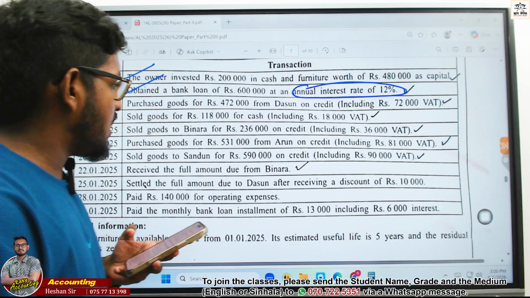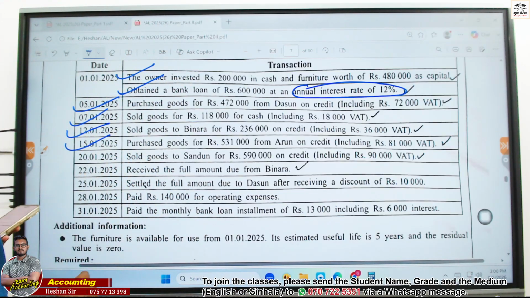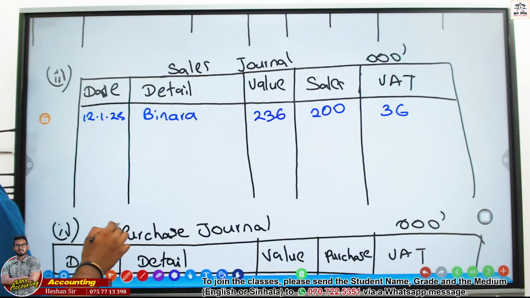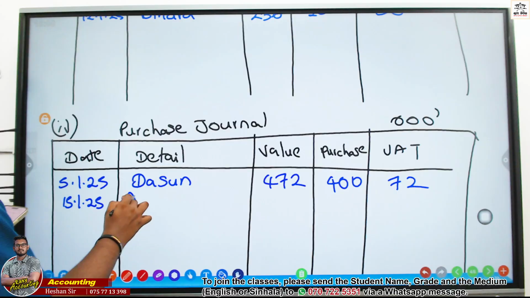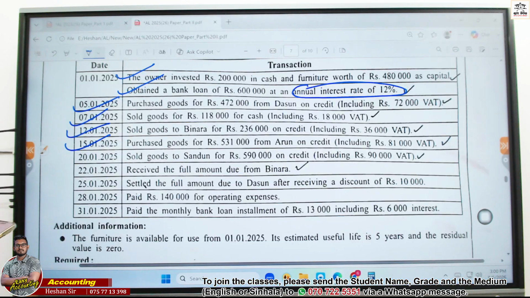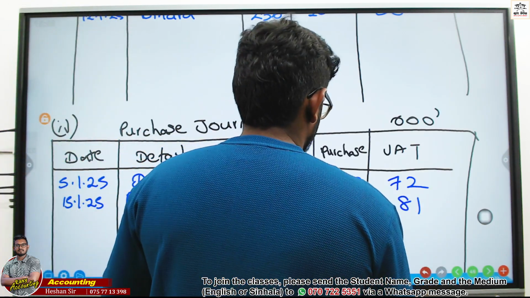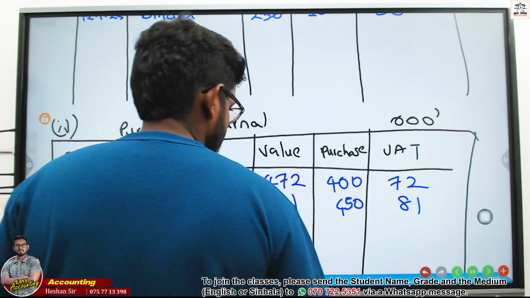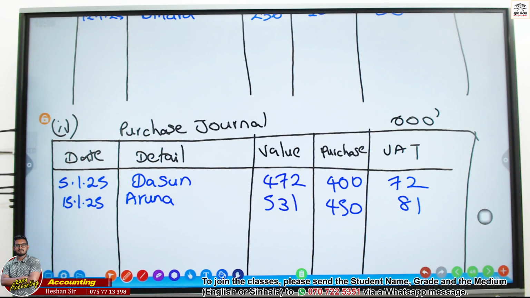Purchase goods for 531 from Aruna on credit, including 81,000 VAT. So purchase journal, 15th of January, Aruna. 531 is the including now. So 81, so this is 450. Purchase is 450, right?